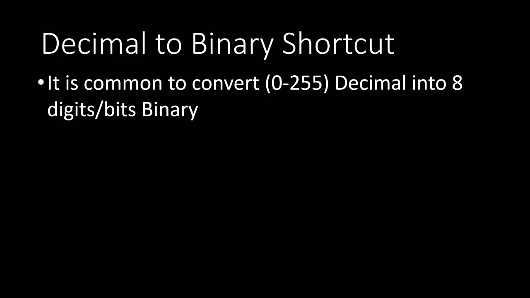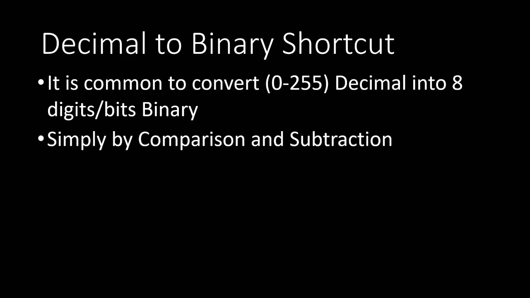Now if you are not a fan of multiplication and division and you prefer to do subtraction only, there is a shortcut that may make this simpler for you. So it is common to convert numbers from 0 to 255 from decimal into 8 digits or bits binary, and this is what we need in networks most of the time. So we can use a simple way that depends on comparison and subtraction, as I will show in the coming example. So for example, we have this number 215 decimal and we want to convert it into binary.